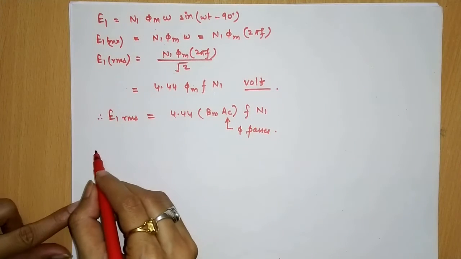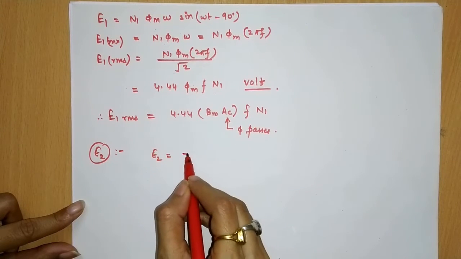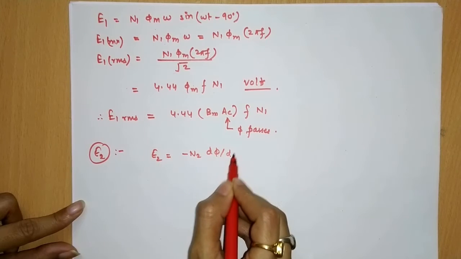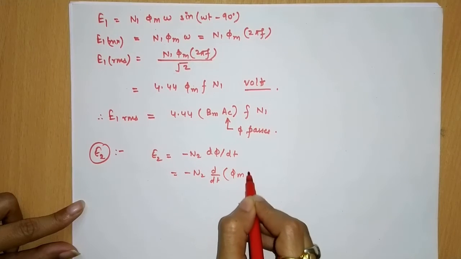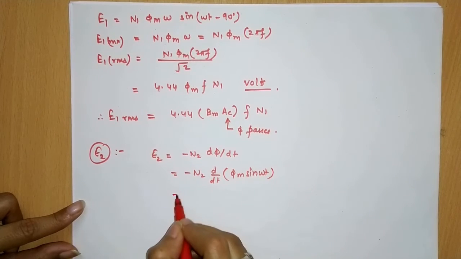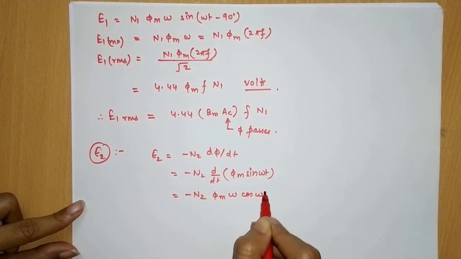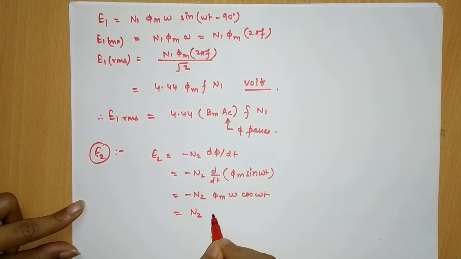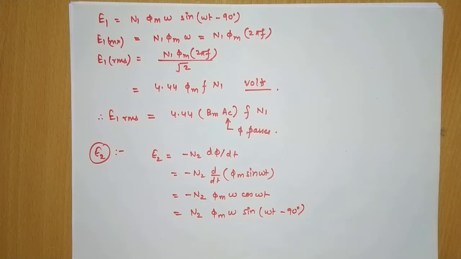Now, the secondary induced EMF E2. We know E2 is minus N2 d phi by dt, which is minus N2 d by dt of phi m sin omega t, that is minus N2 phi m omega cos omega t, which is written as N2 phi m omega sin of omega t minus 90 degrees. From this equation, we get that the secondary induced EMF is also lagging the main field flux by 90 degrees.